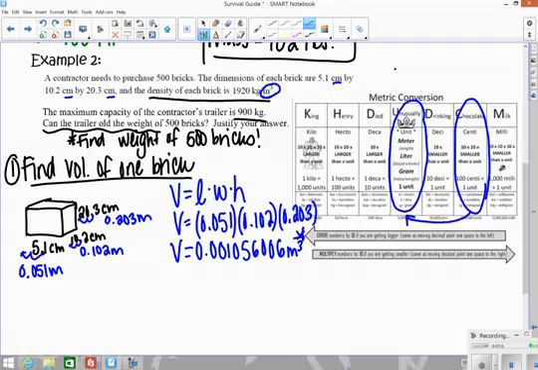If I want to find the weight of 500 bricks, the next thing I need to do is find the weight of one brick, and then multiply that by 500. If you wanted, you could find the volume of 500 bricks, but then you have to use the density of 500 bricks. So you might as well just do everything with one brick and then multiply it by 500. So next step, now that I know the volume, I'm going to find the weight of one brick.